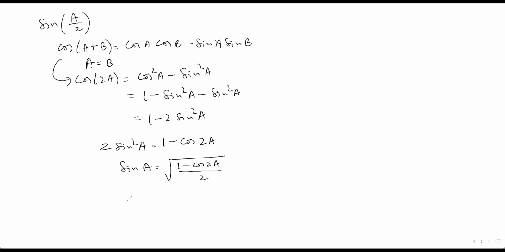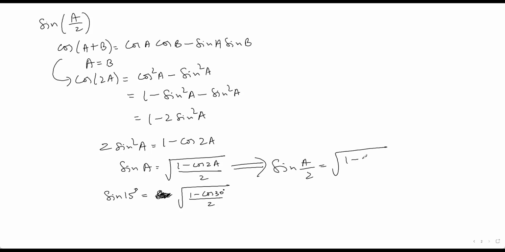So we want sine 15 degree, right? So this will be equal to the square root of 1 minus cos 30 degree divided by 2. We are okay with this, right? Yes, uncle. Yeah. So this is the half angle formula actually. So this can also be written as sine A over 2 is equal to the square root of 1 minus cos A over 2. Okay. This is how we derive it. You see, yes, okay.